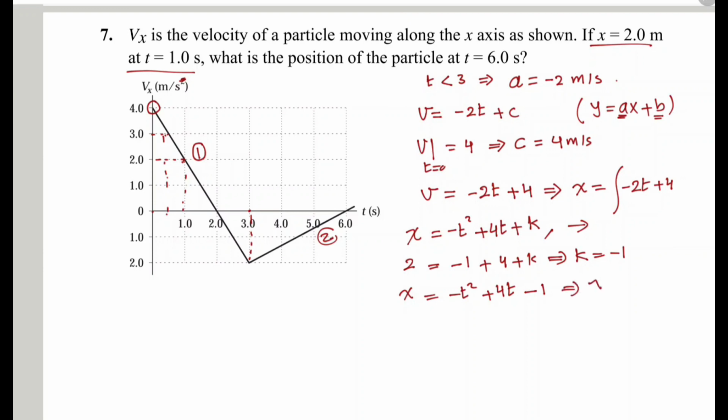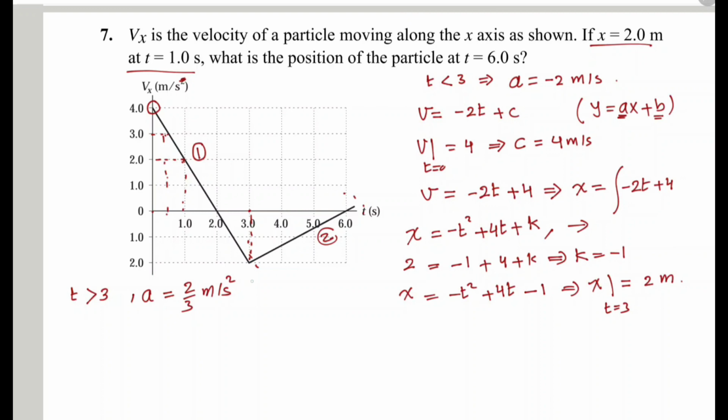Now x when t equal to 3 equal to 2 meters. Now for the second part, when t is greater than 3, a for this one is equal to 2 over 3 meters per second squared. And again, this is the slope of this line.